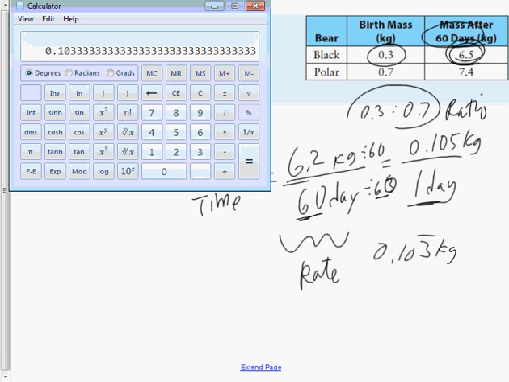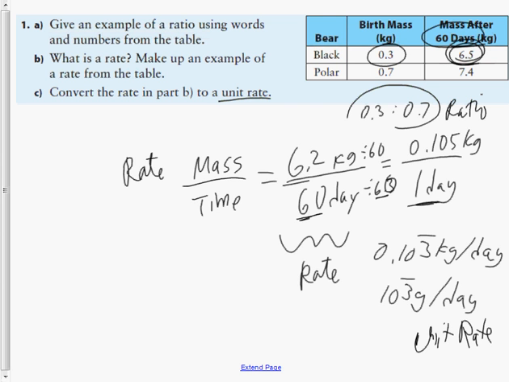0.103 repeating kilograms per day, or roughly the mass of 2 Kit Kats, because 0.103 kilograms is really 103 grams, approximately, repeating per day. A Kit Kat has a mass of about 51 grams, so two Kit Kats worth of mass that black bear grew every day. And this would be a unit rate. A unit rate because the second term is 1, in this case day. Okay? And there are other ones you could use. Those are just the ones I chose. So the unit rate that describes the bear's growth is 103 grams a day. The rate is 6.2 kilograms per 60 days.